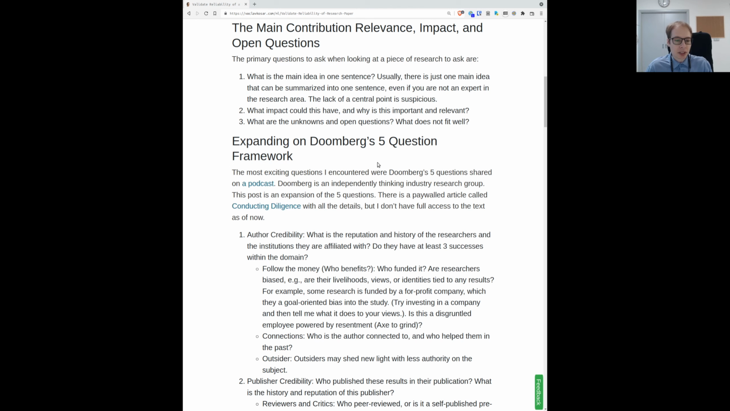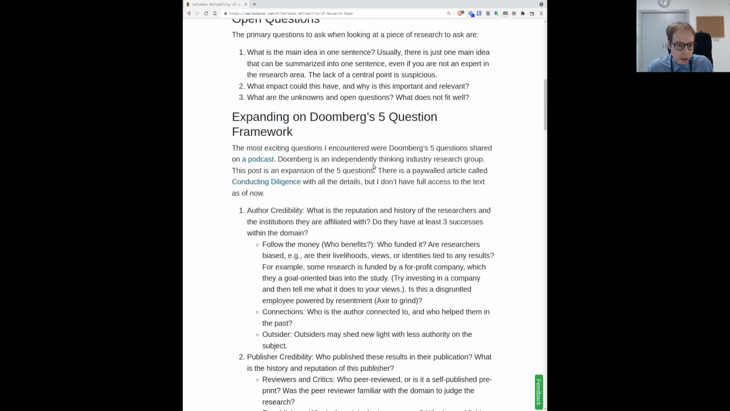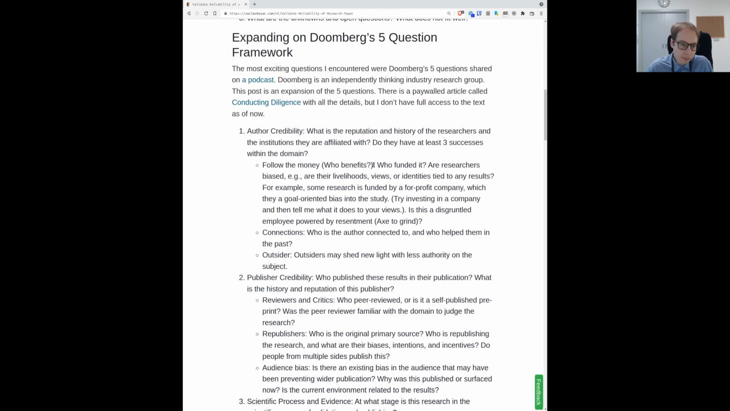Then the second question is, what is the impact? Third question: what are the unknowns, what we don't know, what doesn't fit well? Now I would like to continue with Doomberg's 5 questions framework, which I found useful, and which I hope could inspire some of the questions you can use to ask about a research paper.